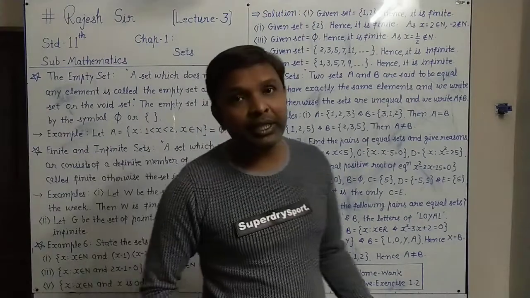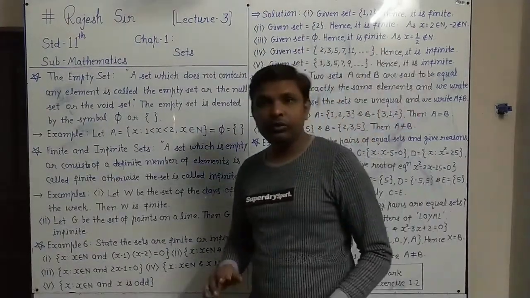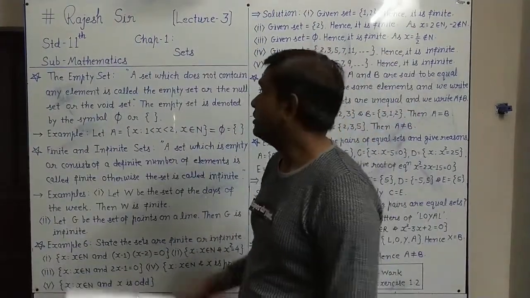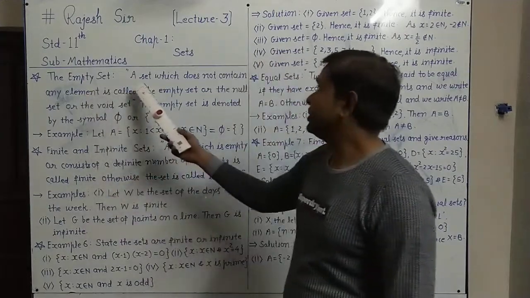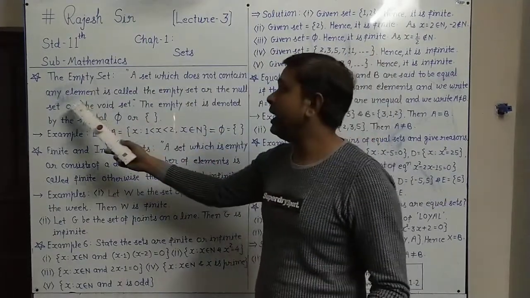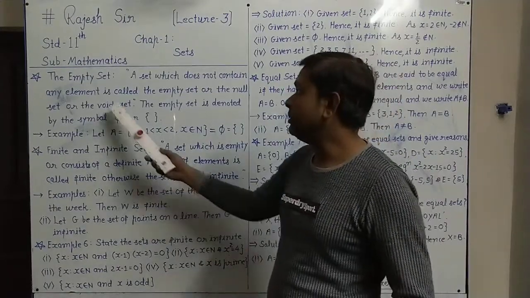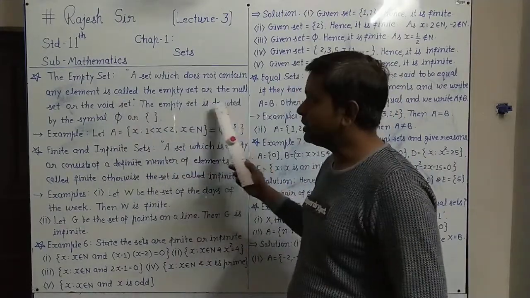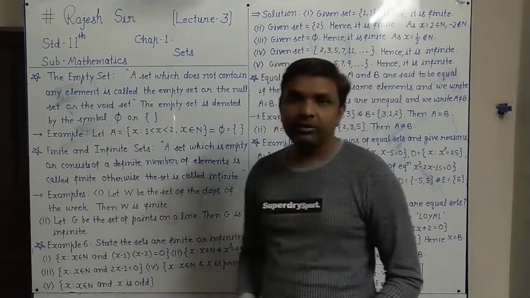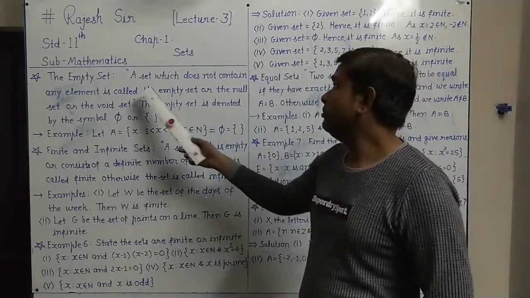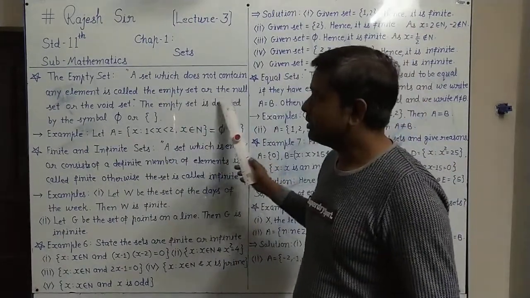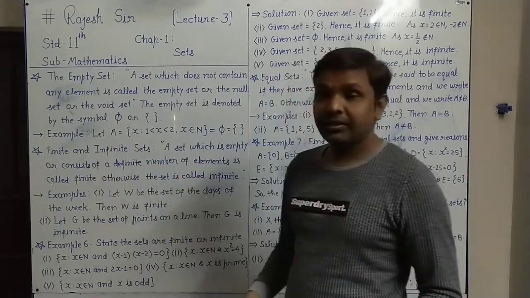What is called an empty set? Empty, as you know, means no element will be there. So the definition is: a set which does not contain any element is called the empty set, or null set, or void set. Three names are given.